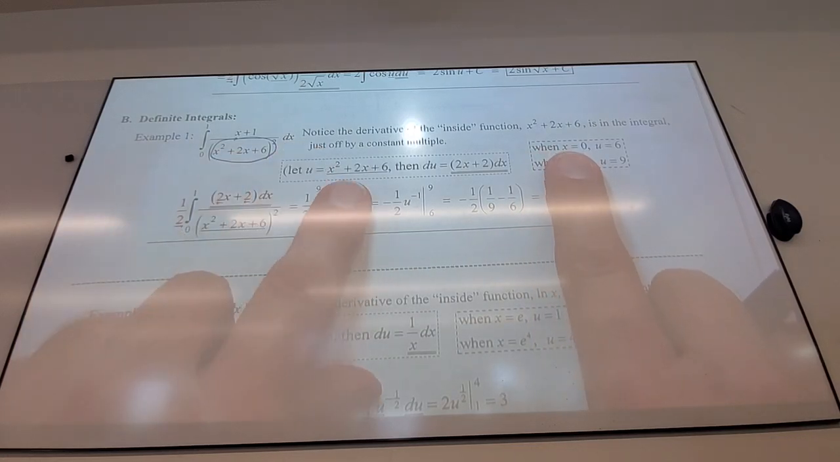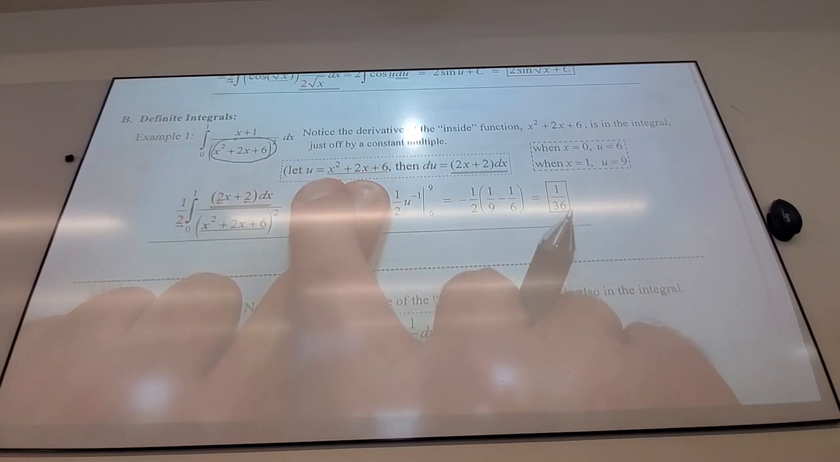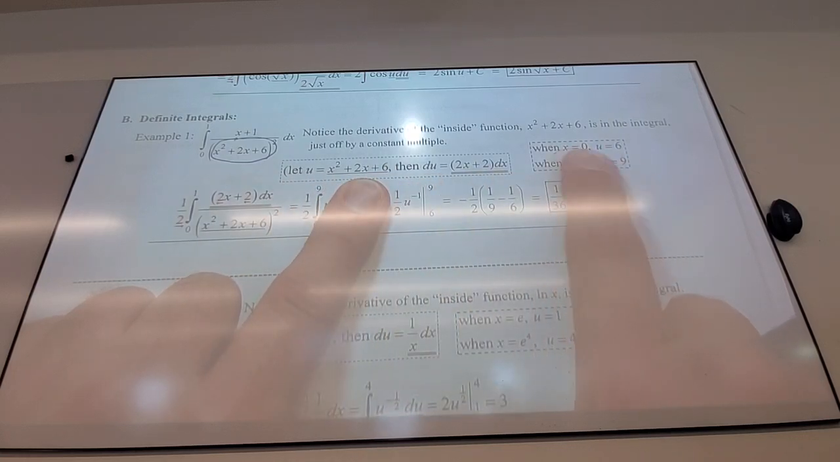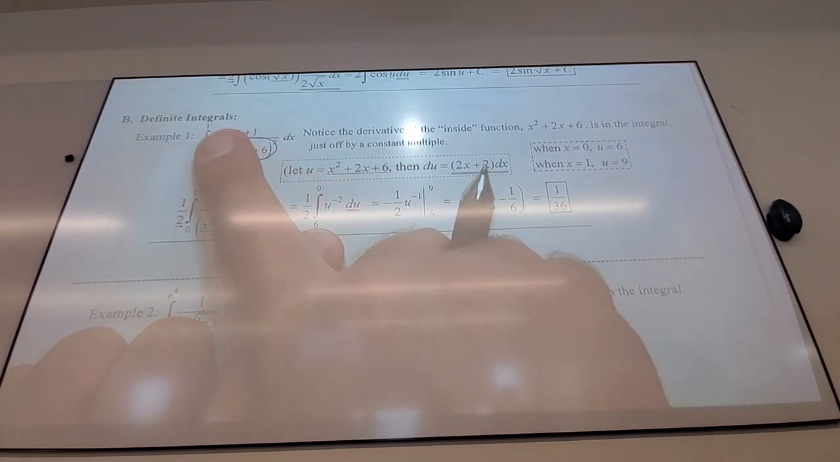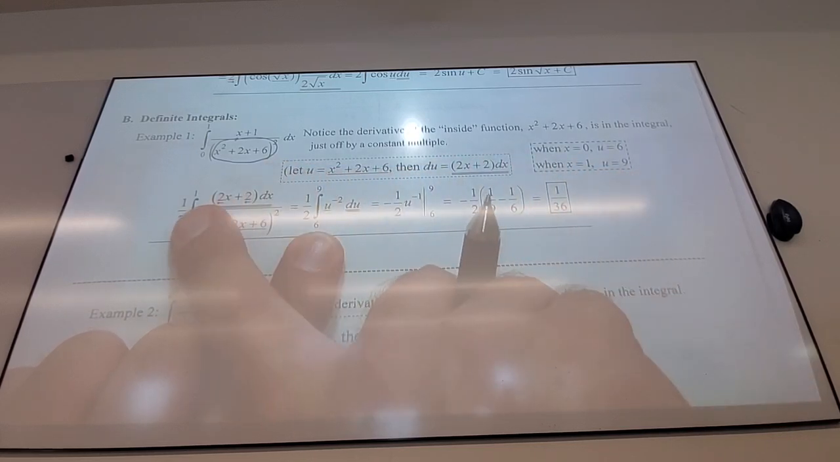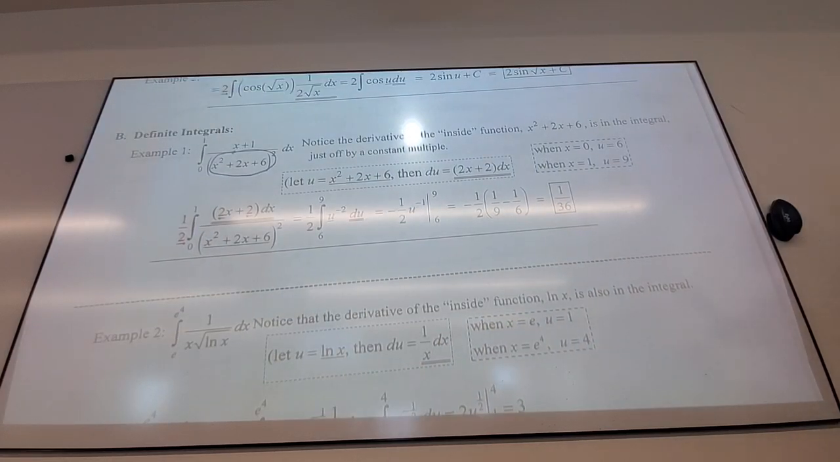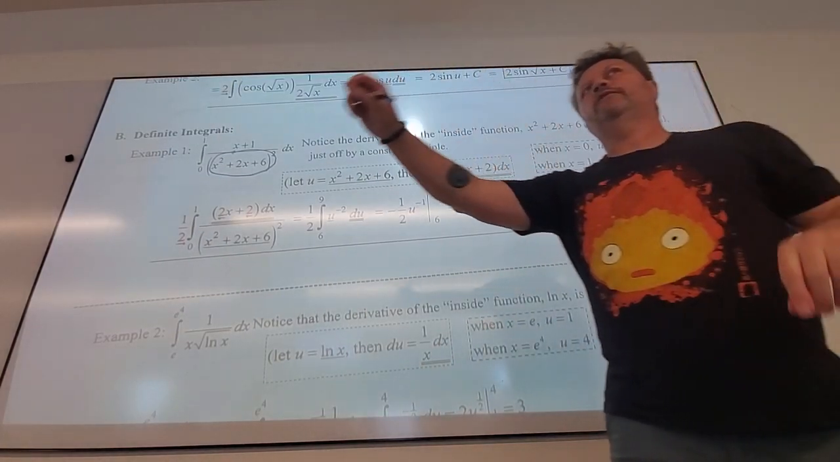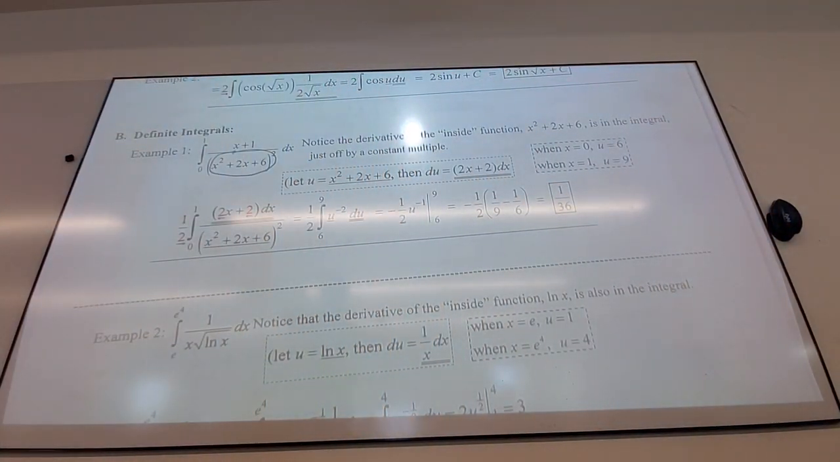Now, if u equals this business, and x is 0, what is u when x is 0? u would be 6. So when x is 0, u is 6. So I put a 6 there when I bring the u stuff in. When x is 1, what's u? 1 plus 2 plus 6 is 9. So when x is 1, u is 9. So in place of 1, I put a 9 when I bring the u stuff in. I need the numbers on my integral symbol to represent what the variable that's in there currently is doing. So the original problem says x is going from 0 to 1. I'm going to replace that with u, so I better put what u is doing now.